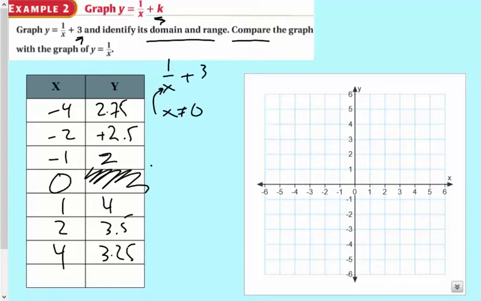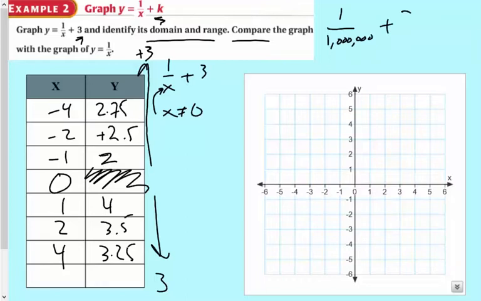Now you'll notice here as x gets smaller into the negatives, -1, -2, -4, and -100, this gets closer and closer towards positive 3. As x gets bigger, 1, 2, 4, plug in 100, plug in 1,000,000, it gets closer to 3. And the reason for that is we plug in 1 over, say, 1,000,000 plus 3. This is basically 0. So you're at 0 plus 3, and as you can see, it gets closer and closer to 3.